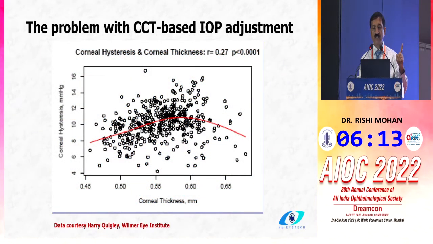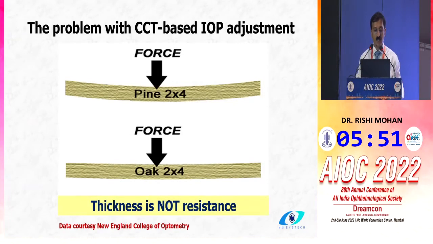So look at this. This is the corneal hysteresis and the corneal thickness. The R value is 0.27. So you can see that the corneal thickness can vary from 450 microns to 650 microns, and the scatter of the amount of hysteresis is all over the place. So there is no distinct correlate between thickness and the way this cornea actually behaves when you subject it to any pressure. And this is the problem with these CCT-based IOP adjustments.